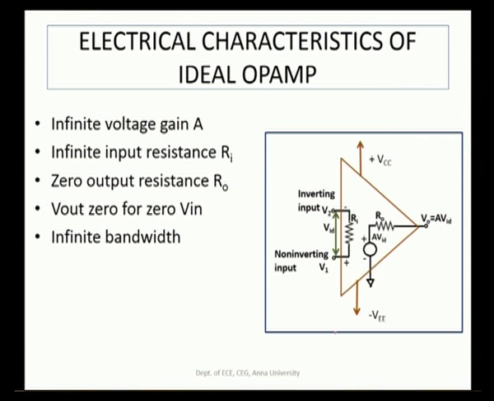If the output resistance is 0, then it acts as a perfect voltage source, and output voltage V out is 0 for 0 V in, and then the bandwidth of this op amp is infinite. That is, it amplifies the input signal for all frequencies. So, this is considered for an ideal op amp. We will consider this op amp as ideal and we will realize the filter.